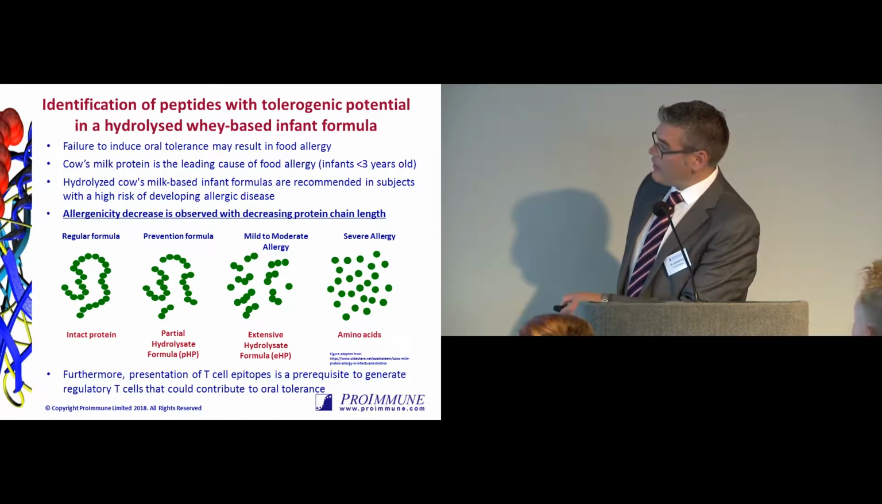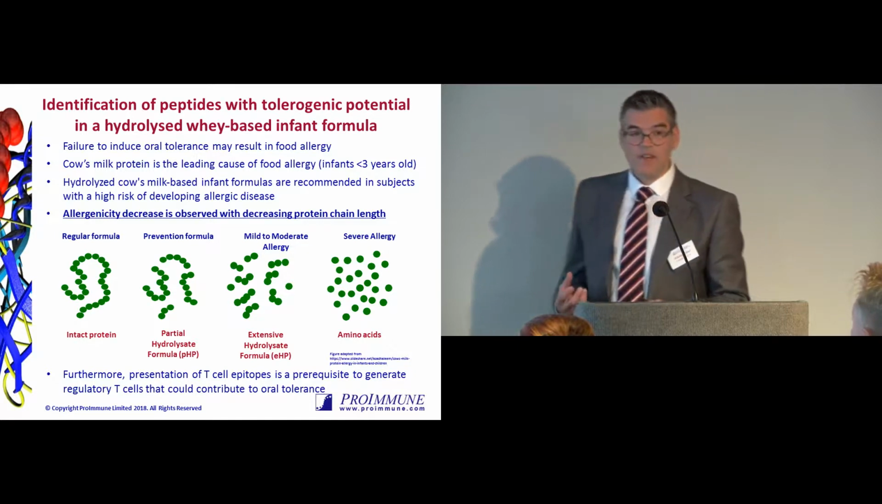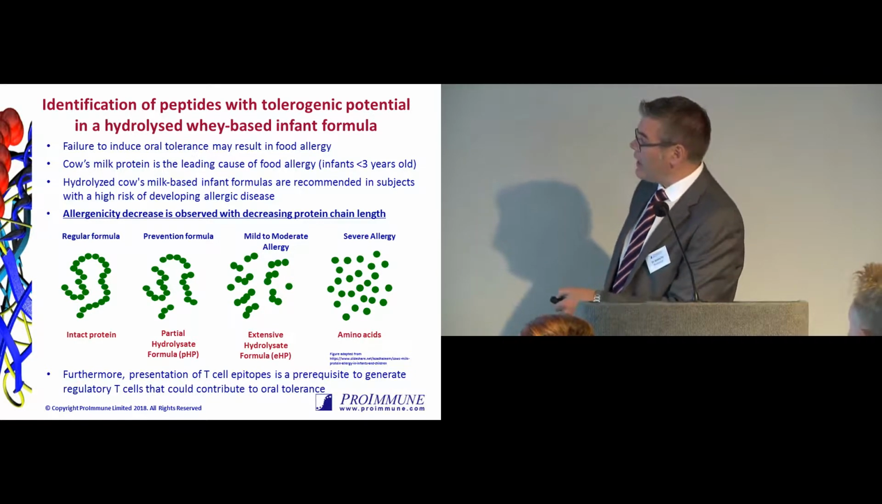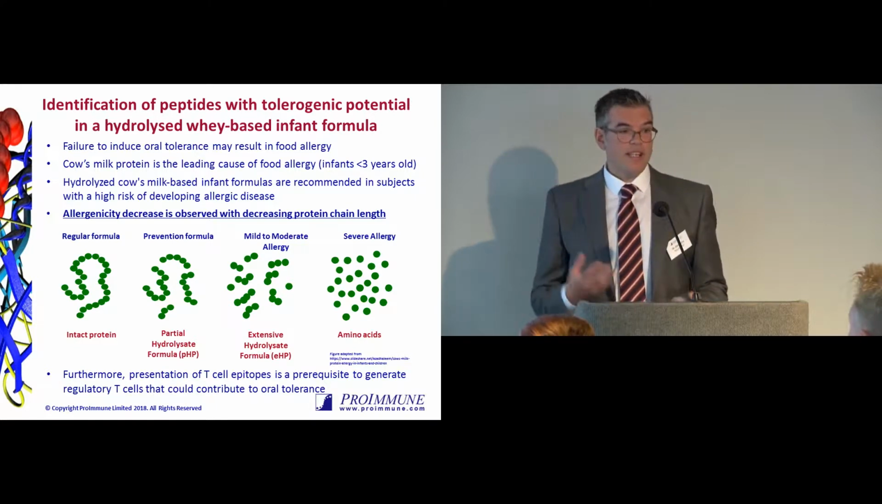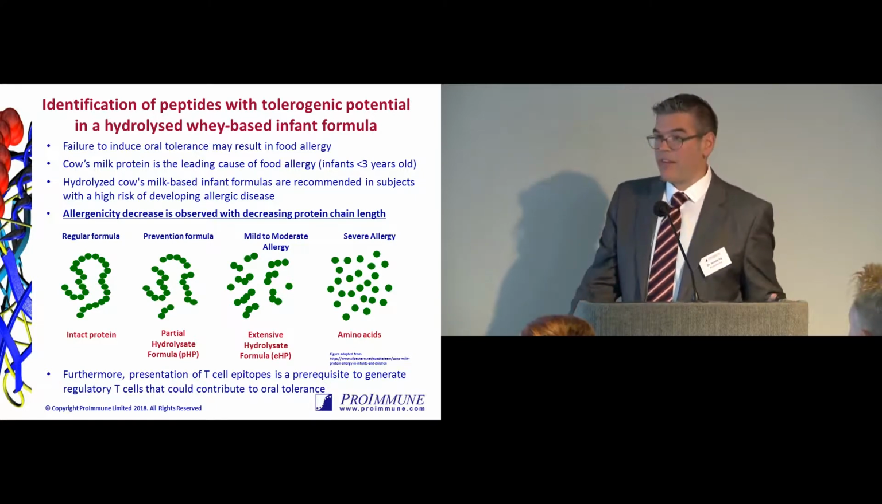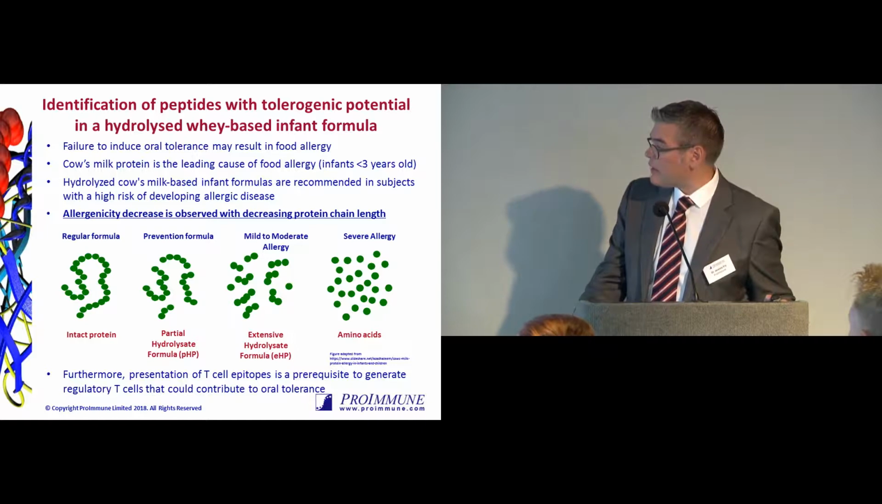And this is like a prevention formula, but in mild to moderate allergy, there's an extensive hydrolysis that is performed on the protein. Whereas in severe allergy, really the only option is to give the component amino acids rather than the whole protein in any form at all.